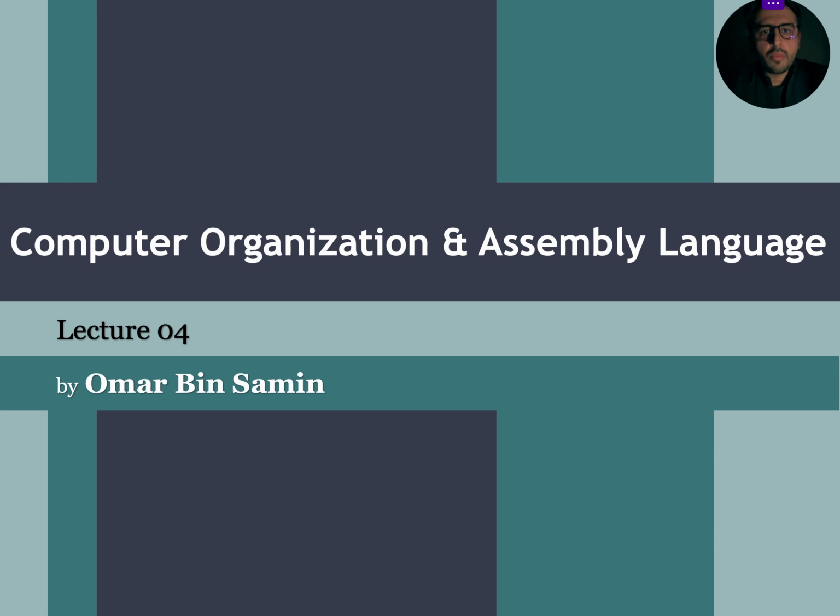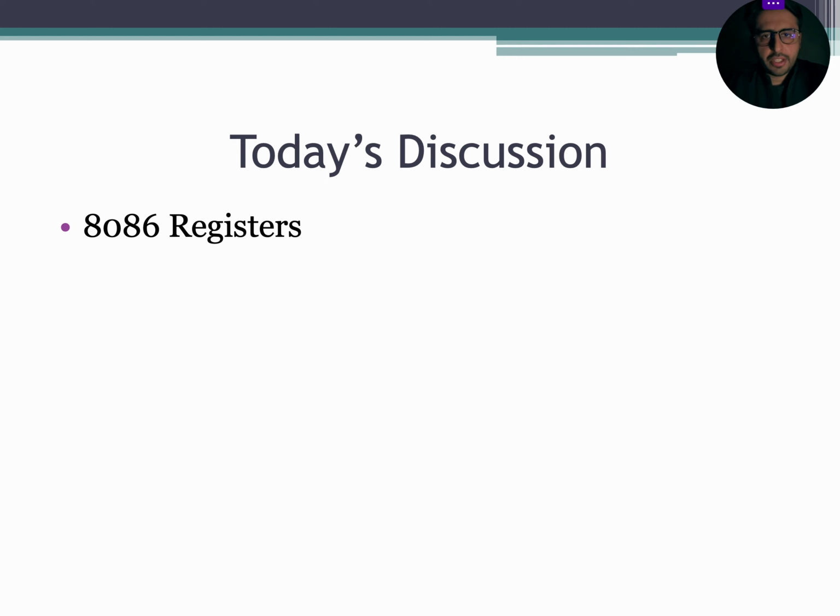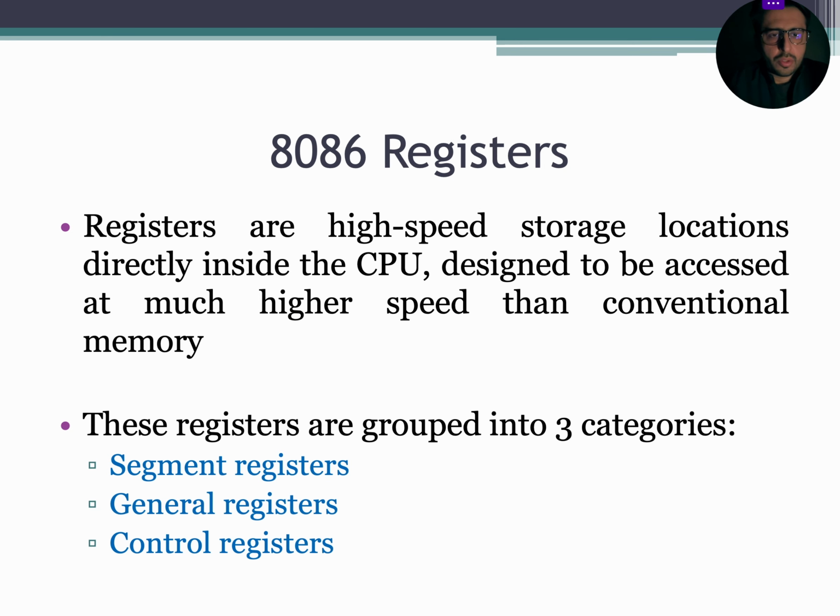Hello and Assalamu alaikum. In this lecture, we are going to discuss 8086 registers. Let's start the lecture. So let's discuss what are registers first. Registers are high-speed storage locations directly inside the CPU designed to be accessed at much higher speed than conventional memories. These registers are grouped into three categories.